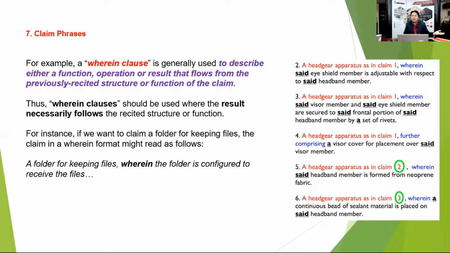This is one example. So okay, you mention a folder for keeping the files, wherein, I repeat, the folder is configured to receive files. You are trying to describe what the folder is doing. What is the purpose of the folder in the body of your claims? So you can try and use the wherein clause to describe that. Am I clear? Should be clear, yeah?